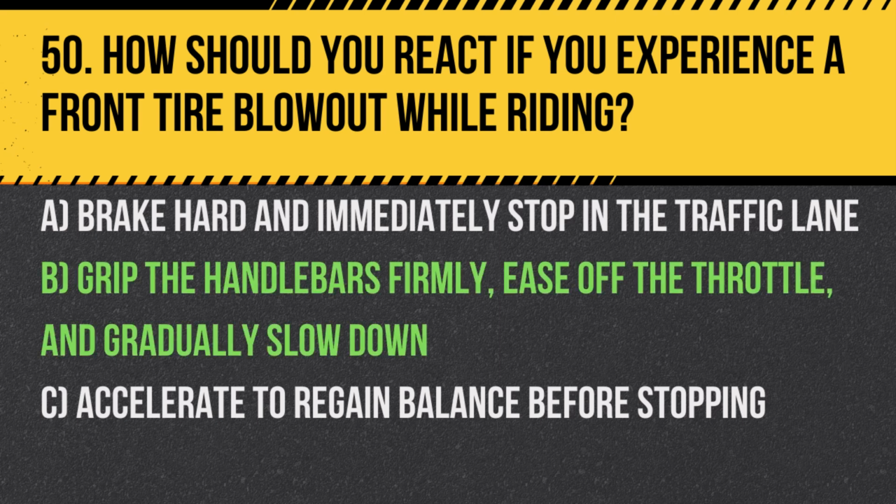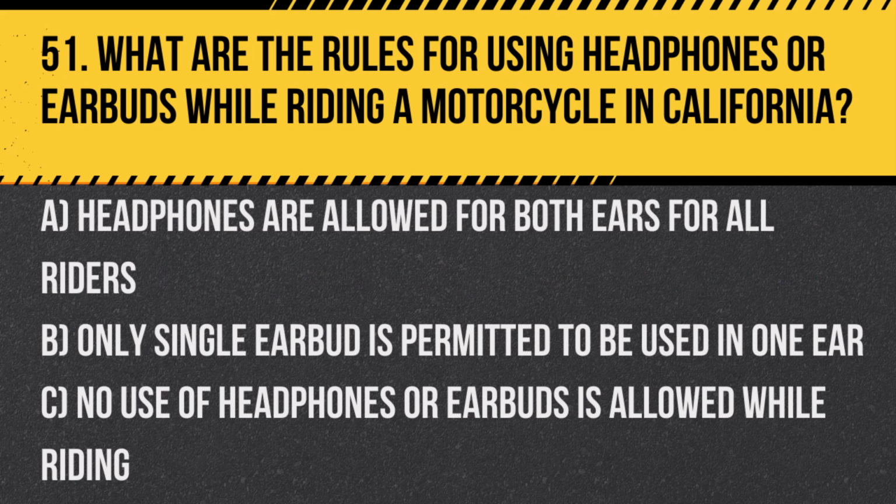Answer. B. Grip the handlebars firmly, ease off the throttle, and gradually slow down. This helps maintain control and safely navigate the situation. Question 51. What are the rules for using headphones or earbuds while riding a motorcycle in California?